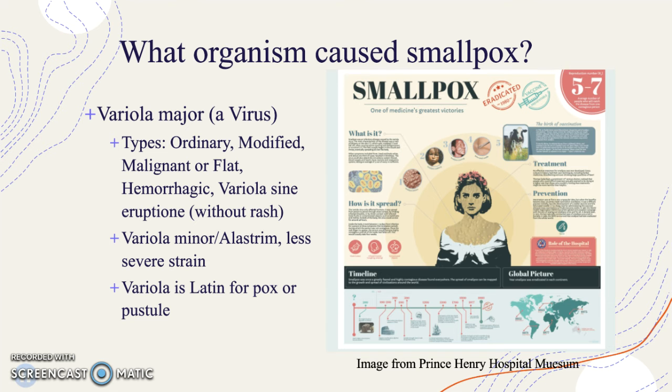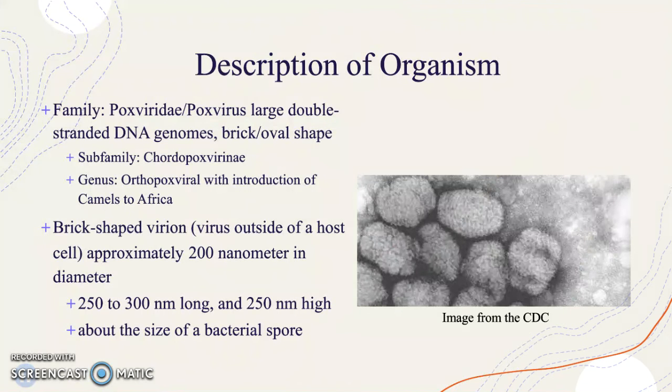So there is variola major, which is smallpox, but there's also variola minor, which is a less severe strain. And variola is Latin for pox or pustule. So this is a distributed organism. This is a really good image from the CDC that gives you a look under the microscope of what it would look like.